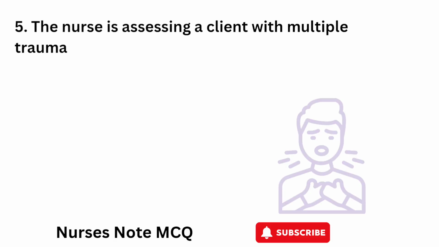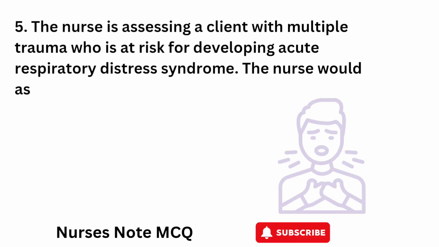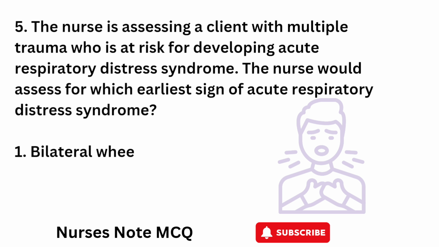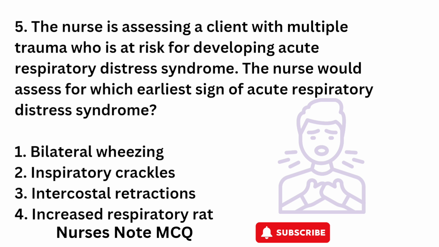The nurse is assessing a client with multiple trauma who is at risk for developing acute respiratory distress syndrome. The nurse would assess for which earliest sign of acute respiratory distress syndrome? 1. Bilateral wheezing. 2. Inspiratory crackles. 3. Intercostal retractions. 4. Increased respiratory rate.